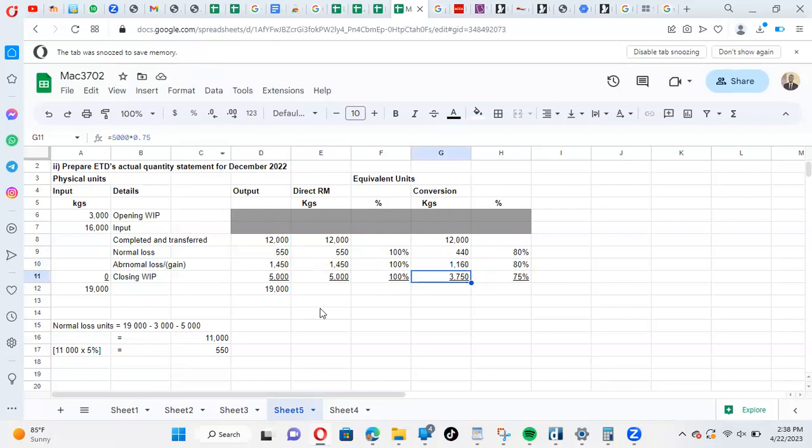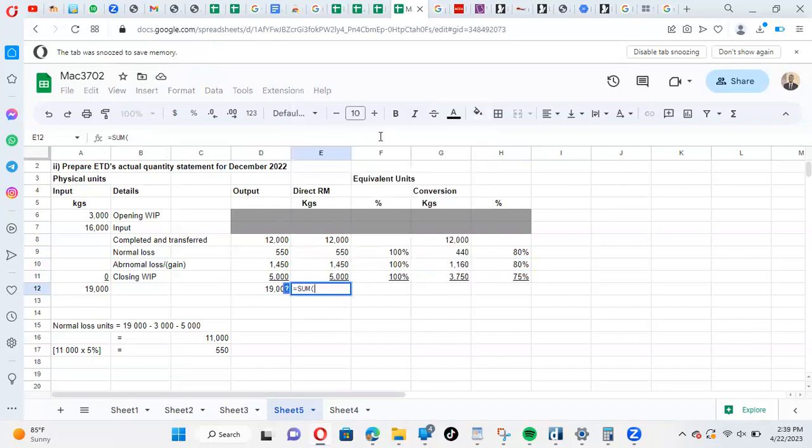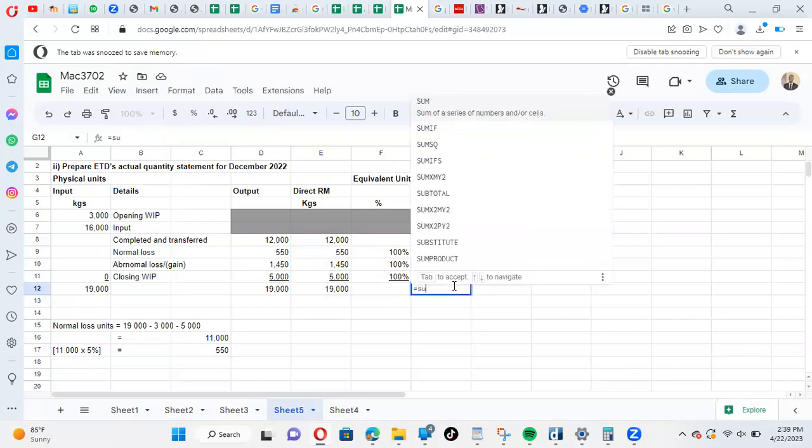So we want our quantity statement. So in terms of units now, for our direct materials expense, we are using this total here. You basically add everything there. The units are 90,000, 19,000, right? But what about here? The units are definitely going to be something else. The units are not going to be the same.